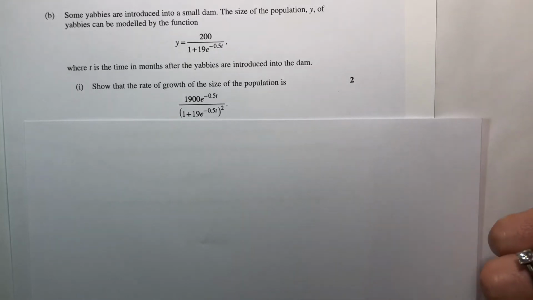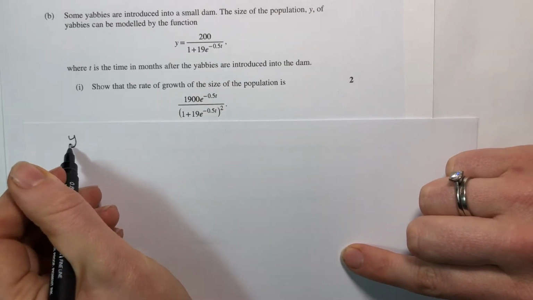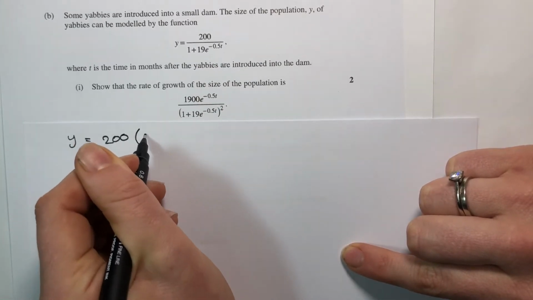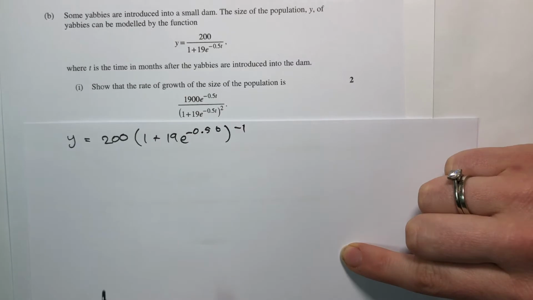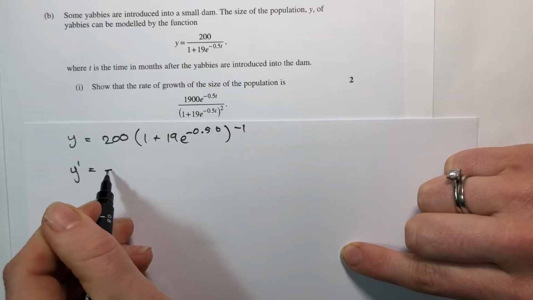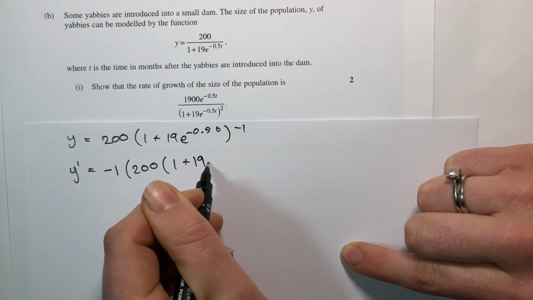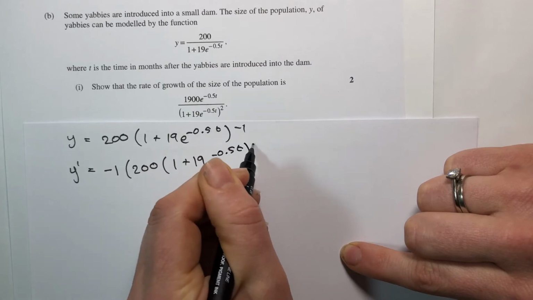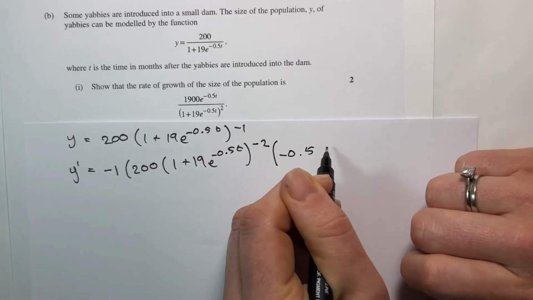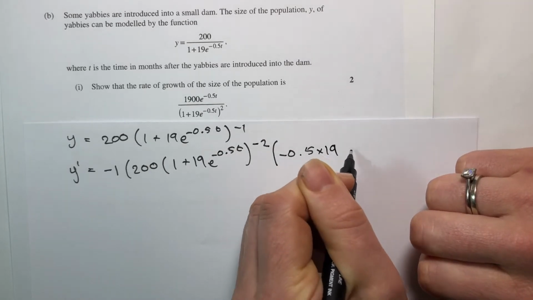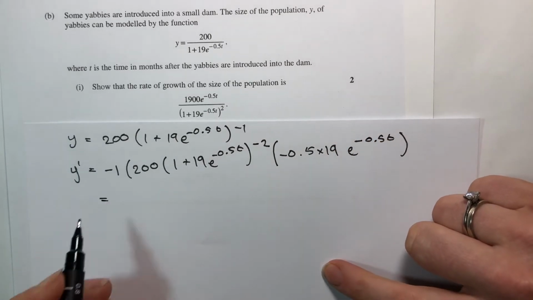To find the growth rate of the population, if this is the population, then the growth rate will be the derivative. So to find the derivative, I'm first going to bring it up as a power of minus 1 because that makes y dash easier. I'm going to have minus 1 times 200 by 1 plus 19.5t to the minus 2 times by the inner derivative, which is going to be negative 0.5 by 19 e to the negative 0.5t.